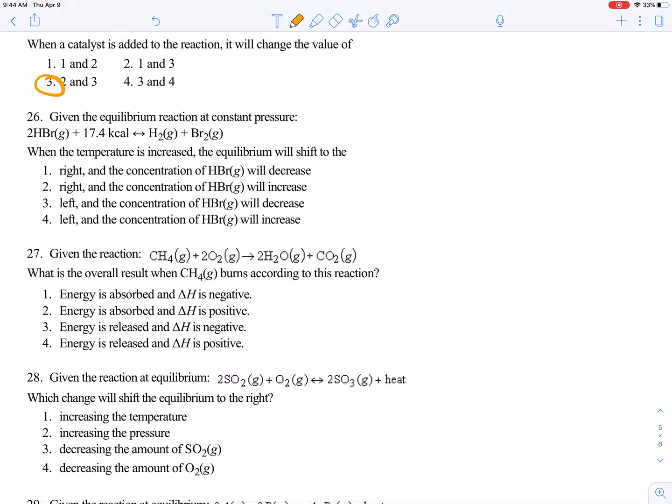26, given this reaction at constant pressure, when the temperature is increased, so here's a TIA question. Here's my heat. I'm going to increase my heat. It'll shift to the right, which means H and Br would go up and HBr would go down. So it would shift to the right, and it's asking about HBr. The HBr would go down.